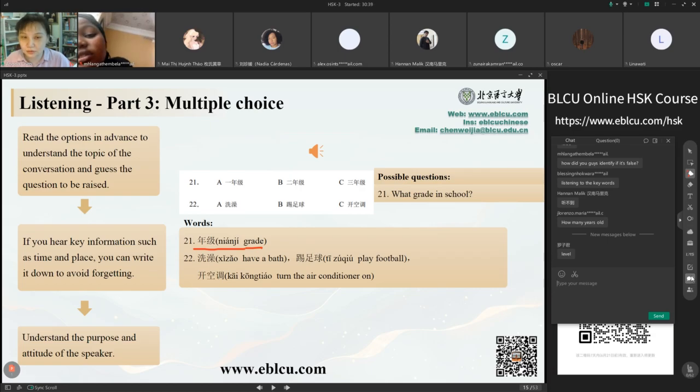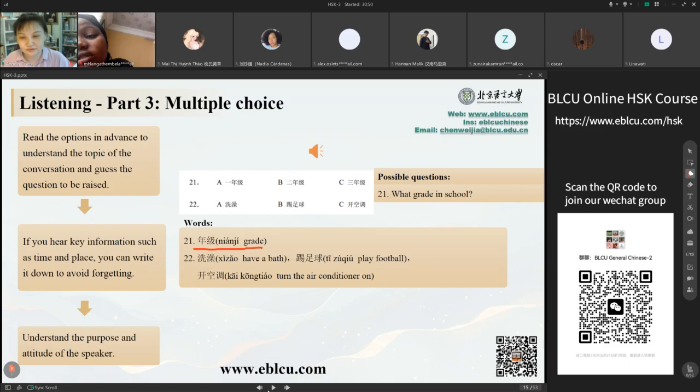他们可能问什么问题呢？洗澡、踢足球、开空调。So those are all actions. So maybe the question is about what is doing, what is going to do, like asking about the actions to do. 对，做什么。All right, now let's listen to the recording and you can type your answer in the chatting.